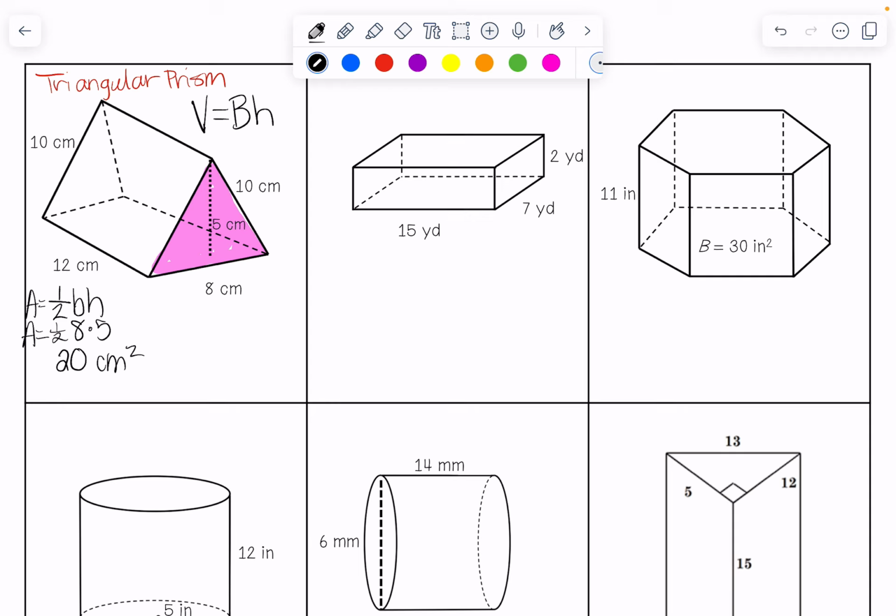Now we want the entire volume of that prism. So now we're going to end up multiplying that times the height to figure out how much space it would occupy. So we're going to take 20 times the height of the prism, which is 12. So this is our distance between the two bases. And 20 times 12 will give us 240. And then in volume, we measure this in cubic units. So this would be cubic centimeters. On the next shape, again, you want to think about what shape you have and identify that. So this is a rectangular prism.